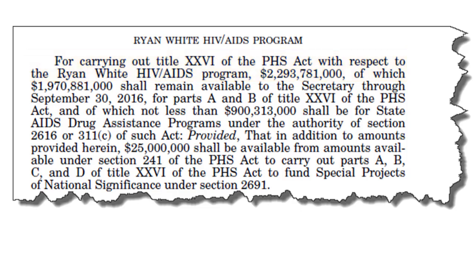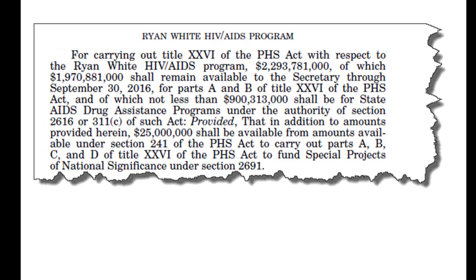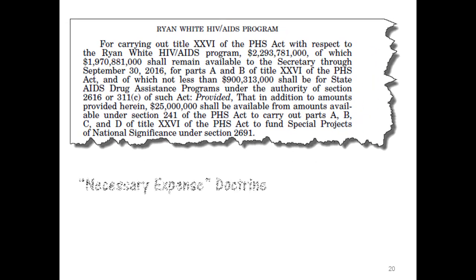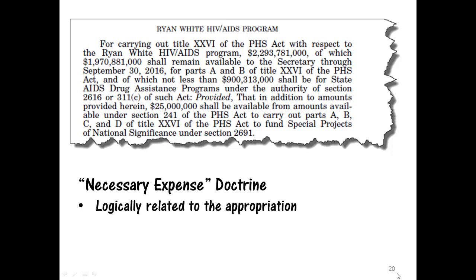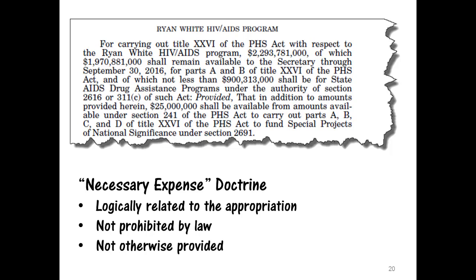When faced with broad purposes, the executive branch has to apply what is known as the necessary expense doctrine. This is a test which requires that an expense meet three conditions. It must be logically related to the appropriation. In this case, it must be related to the Ryan White program. It must not be prohibited by law, and it must not be otherwise provided for.